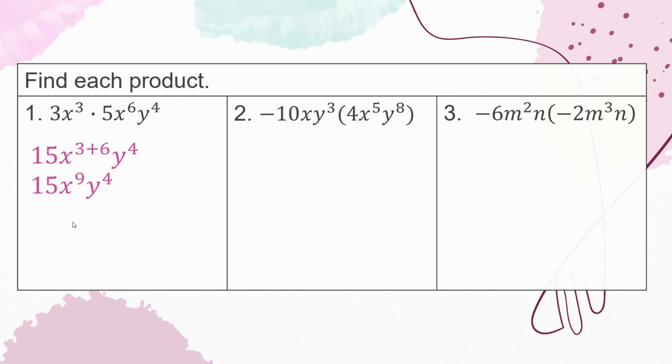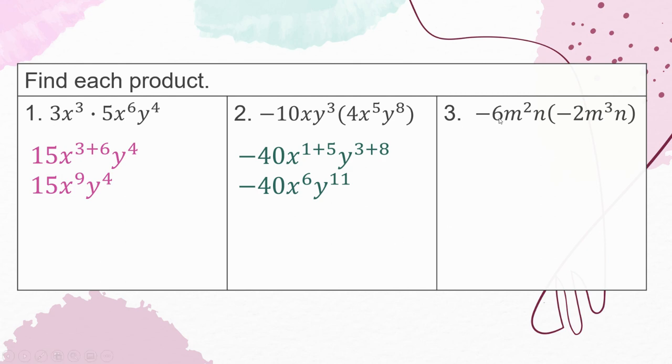For number 2, multiply the coefficients. Negative 10 times 4, that gives us negative 40. There is an understood one exponent here with this x, so x to the 1st times x to the 5th. I'm going to keep the base and add the exponents, 1 plus 5. And then I have y cubed times y to the 8th. Keep that base and add those exponents. So our final answer is negative 40, x to the 6th, y to the 11th.